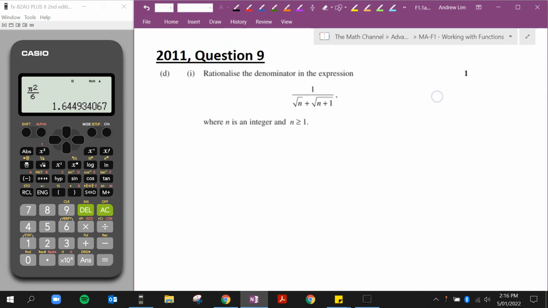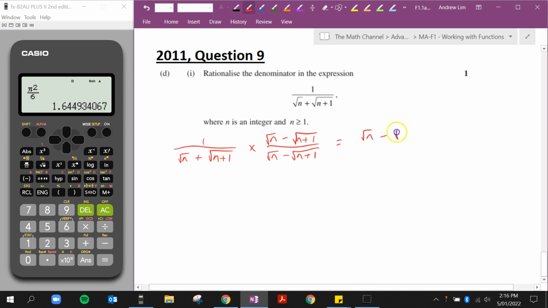Alright, question 9d, part 1 of the 2011 paper. This is the last one for today. Rationalize the denominator in the expression 1 over root n plus 1, where n is an integer and n is greater than or equal to 1. So when we rationalize this, multiply by the conjugate. That's going to give us root n minus root n plus 1 in the numerator.